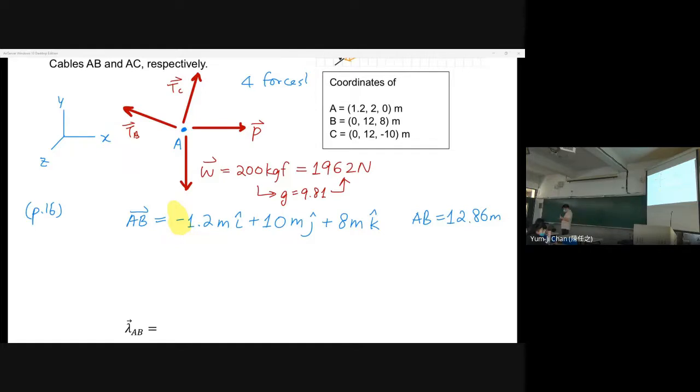Next we have AC. Using the same method, 1.2 going to 0 is minus 1.2. And this is 10 meter J. And here we go from 0 meter to minus 10 meter, so this one is minus 10 meter K. And the length of AC is 14.19 meter.